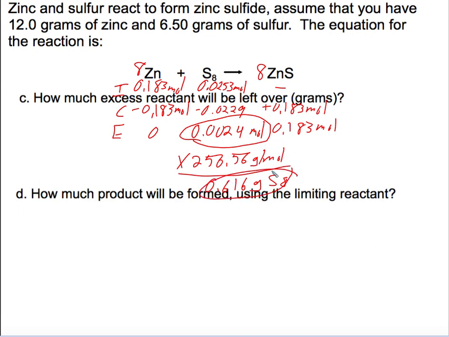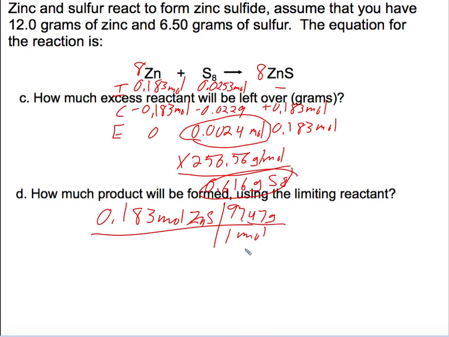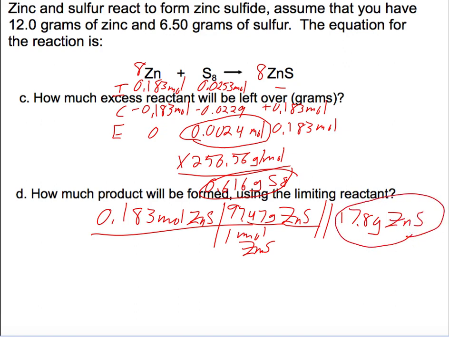And then product produced, so that's that. We'll do more of this, but that's how many grams I have left. Product produced, I'm going to take my 0.183 moles of zinc sulfide times the molar mass, which is 97.47. Multiply that out, and I get 17.8 grams of zinc sulfide produced.